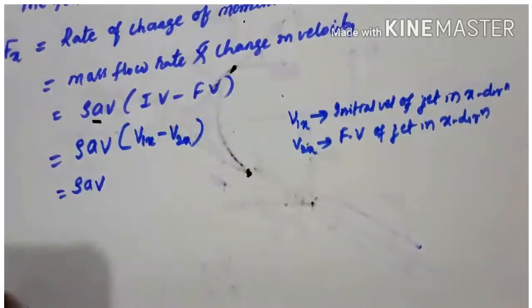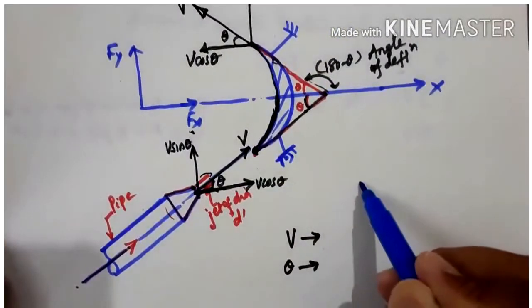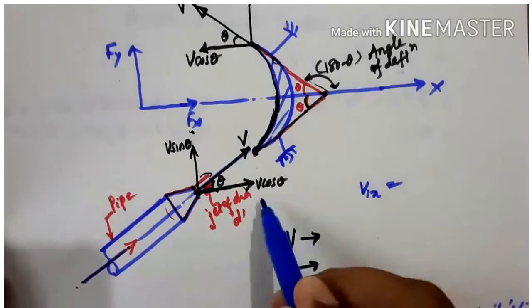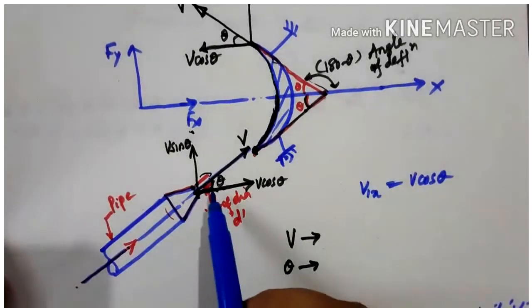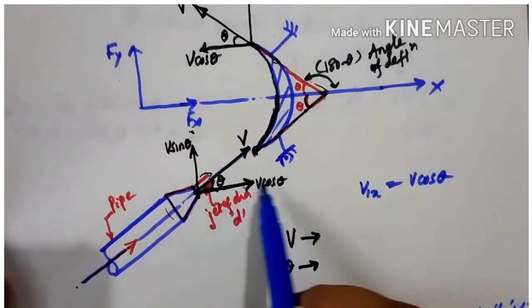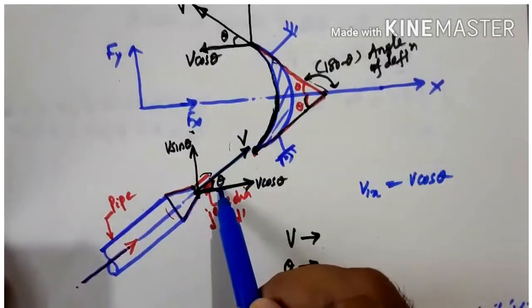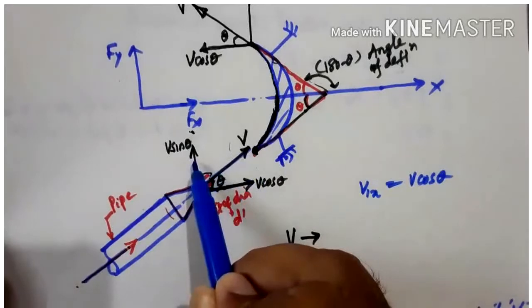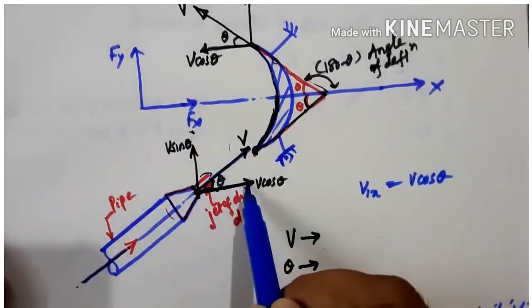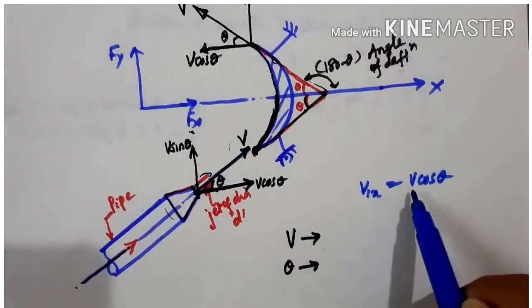Now referring to the figure, what is v1x in this case? The v1x will be v cos theta, because we want the velocity in the x direction. This is the velocity, and it is making an angle of theta. When I resolve this resultant velocity, I get two components, one in the y direction and the other in the x direction. But I want the velocity in the x direction, that is v1x, v cos theta.